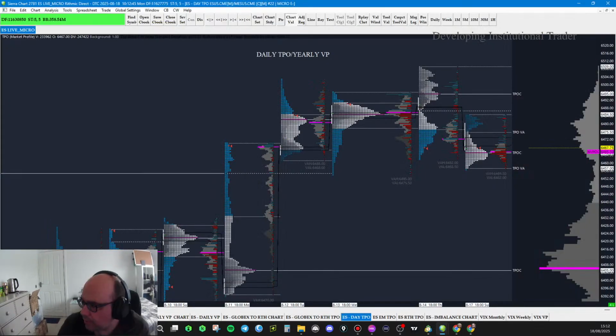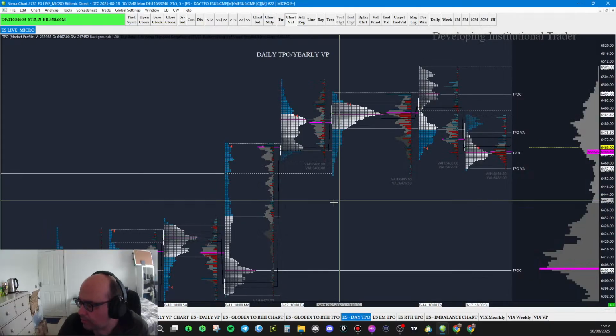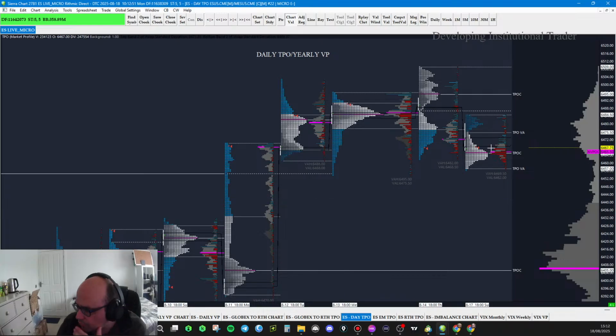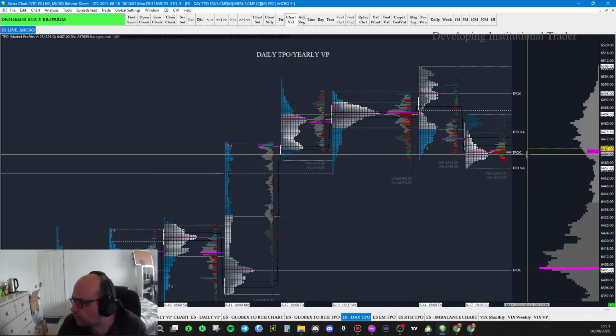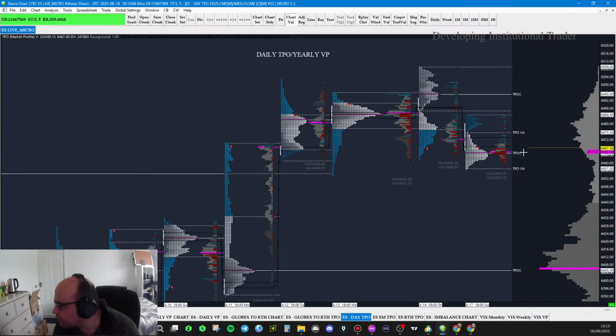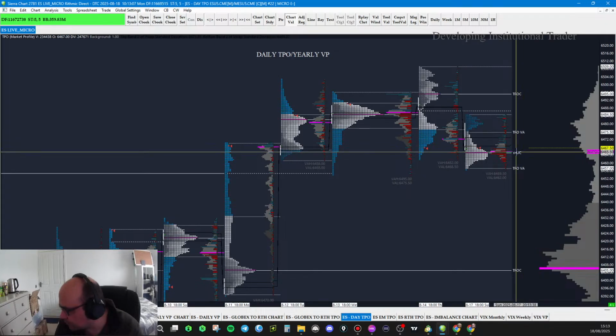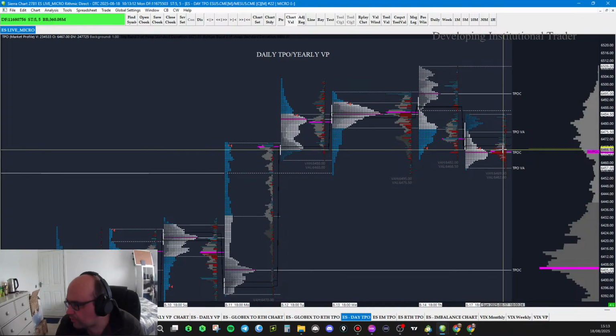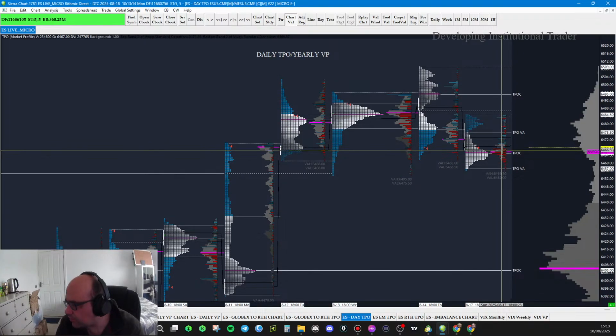So if we look at the daily TPO, this is the yearly volume profile. You see that price will have a big absorption of sellers right here, this area, 64, 64, 65, 66. This area is the majority of sellers.